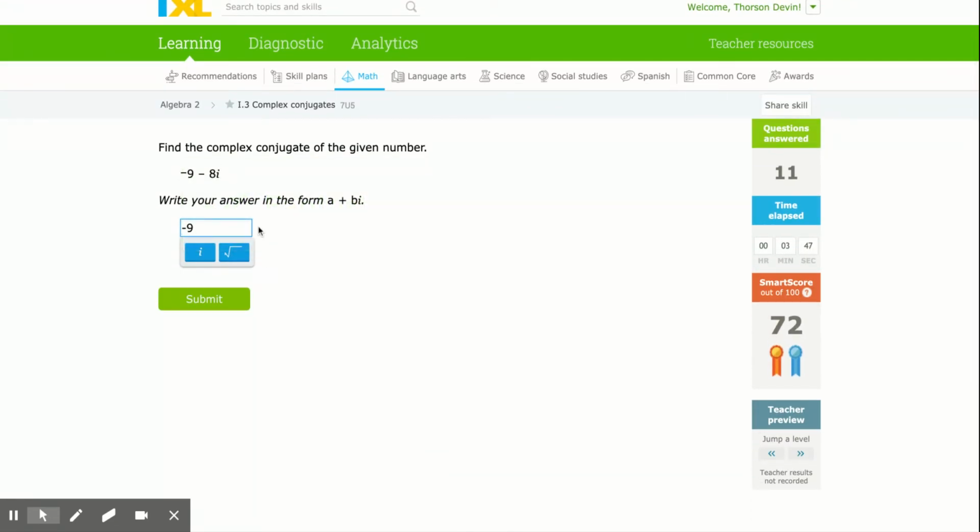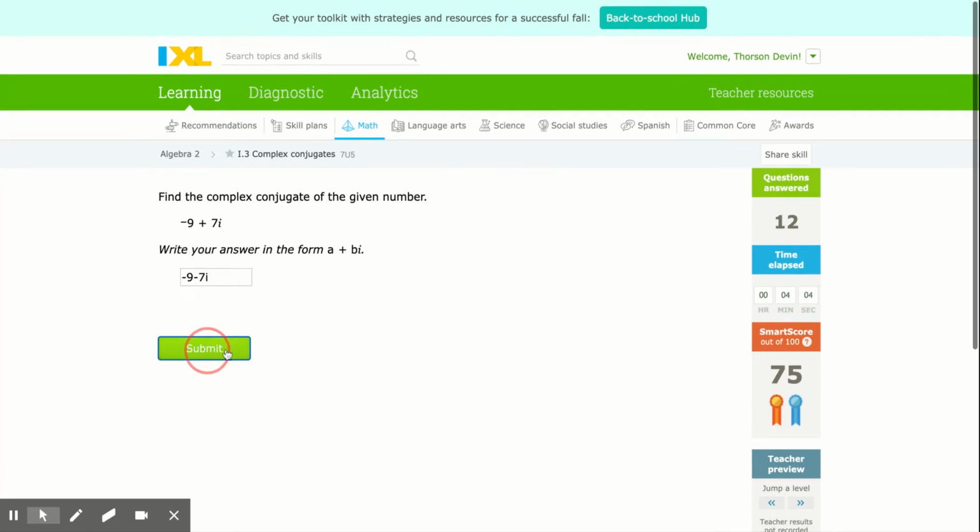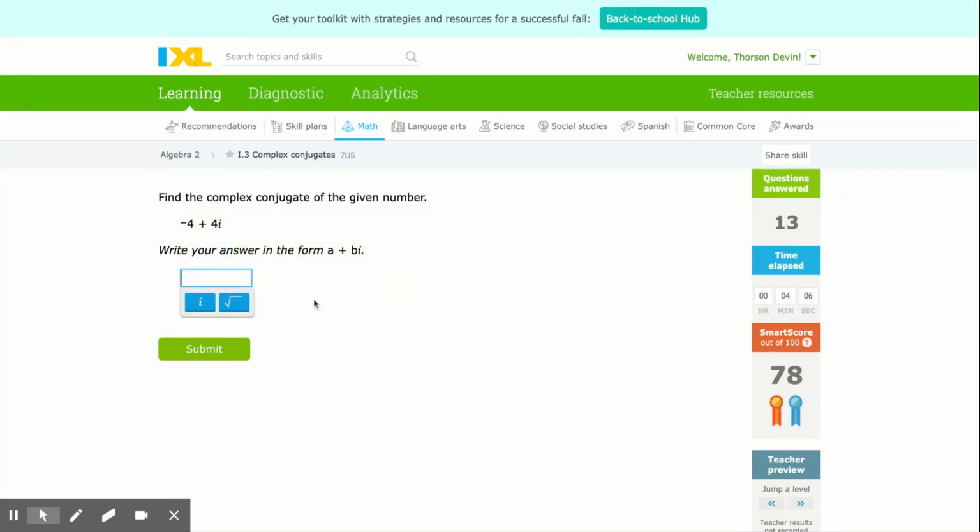Leave the real part alone and change the sign on the 8i. Real part alone, and change the sign on the 7i. Ooh, I almost hit submit on that one. Again, leave the real part, the negative 4, alone. Change that plus 4i to a minus 4i.